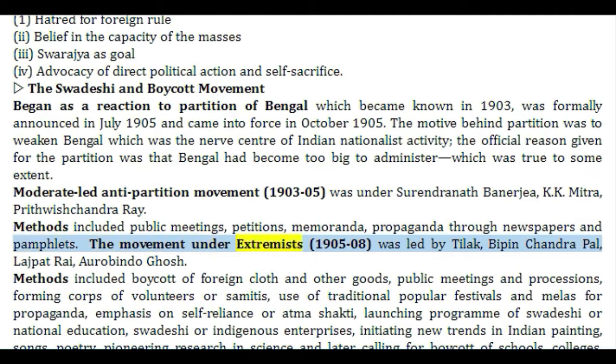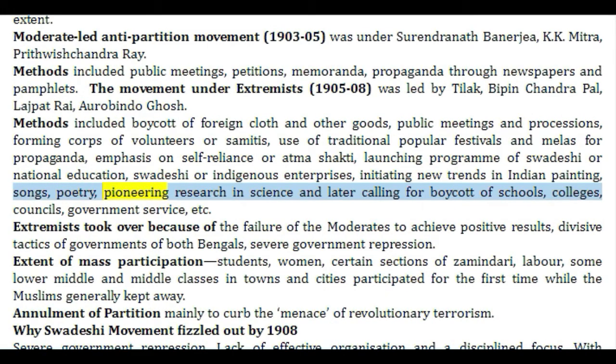The movement under extremists, 1905 to 1908, was led by Tilak, Bipin Chandra Pal, Lajpat Rai, Aurobindo Ghosh. Methods included boycott of foreign cloth and other goods, public meetings and processions, forming corps of volunteers or samitis, use of traditional popular festivals and melas for propaganda, emphasis on self-reliance or Atma Shakti, launching a program of Swadeshi or national education, Swadeshi or indigenous enterprises, initiating new trends in Indian painting, songs, poetry, pioneering research in science, and later calling for boycott of schools, colleges, councils, government service, etc.